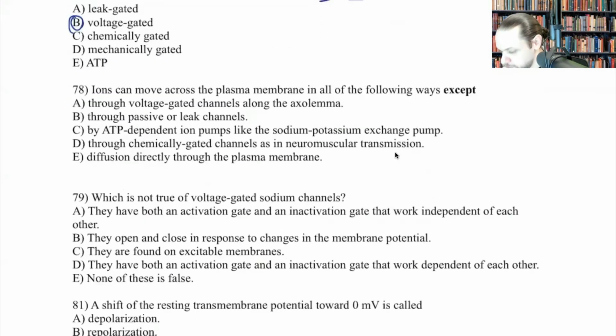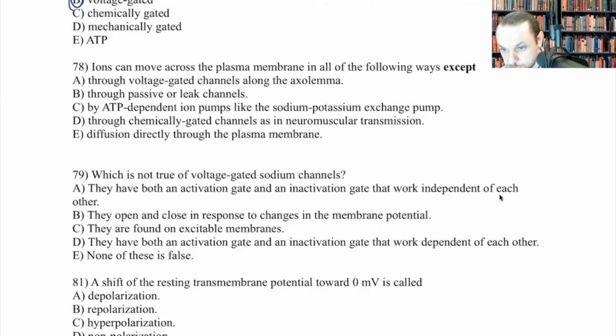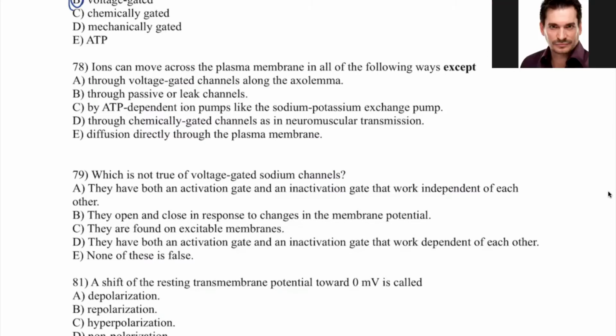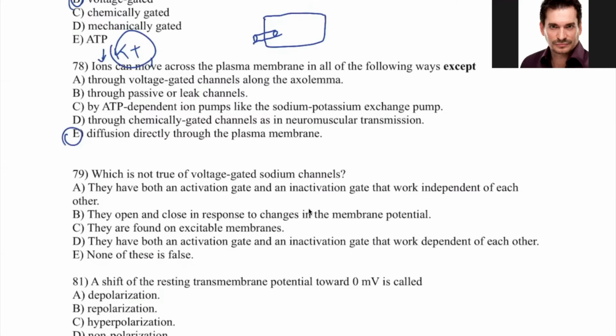Very good. Number 78, if you guys want to participate, just raise your hand. Otherwise, I'm not going to. So we go back to Ian. 78. Ions can move across the plasma membrane in all of the following ways, except diffusion directly through the plasma membrane. E. Yes. Good.